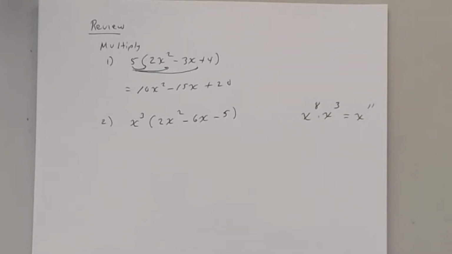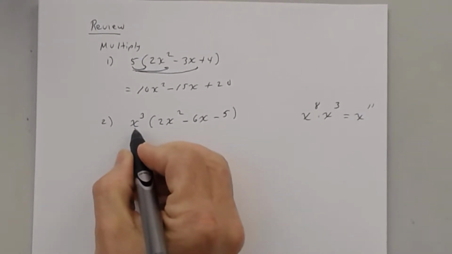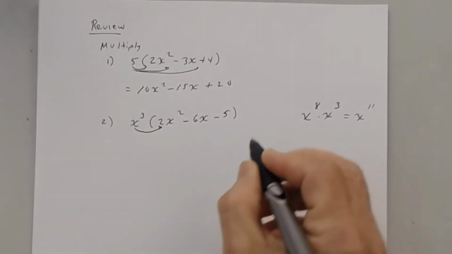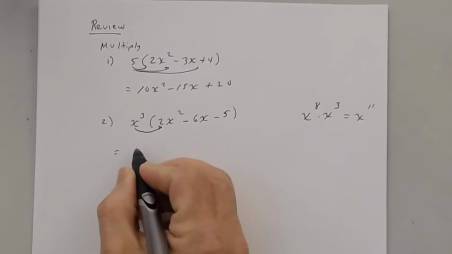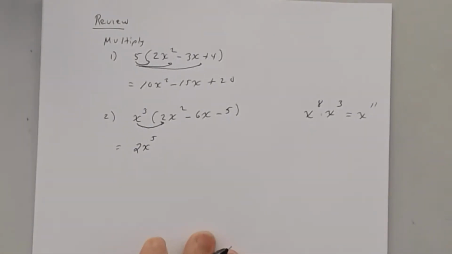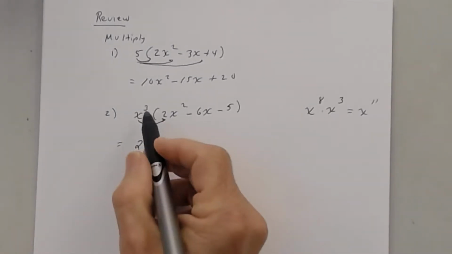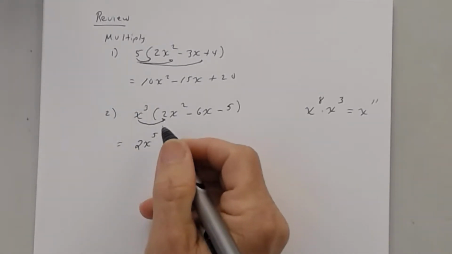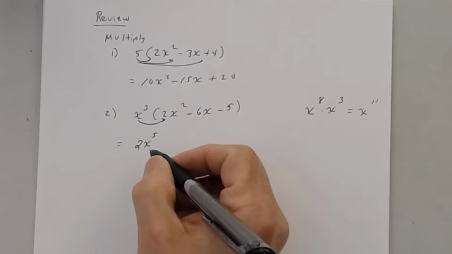So x to the eighth times x to the third power is x to the 11th. So when you multiply like bases, you add exponents. All right. So let's distribute now. What is x cubed times 2x squared? 2x to the fifth. Y'all agree? Okay. Because x cubed times x squared is x to the fifth.